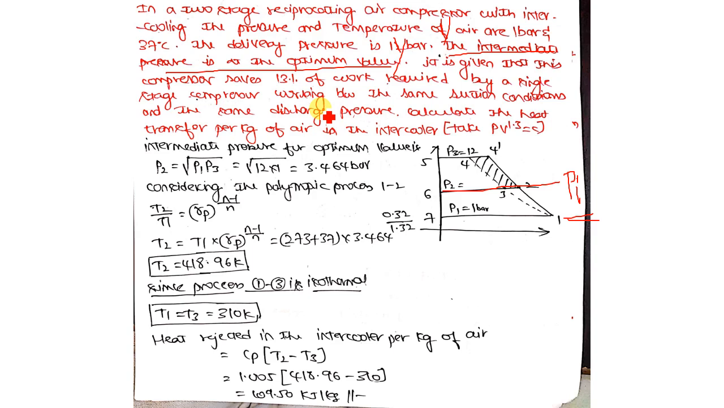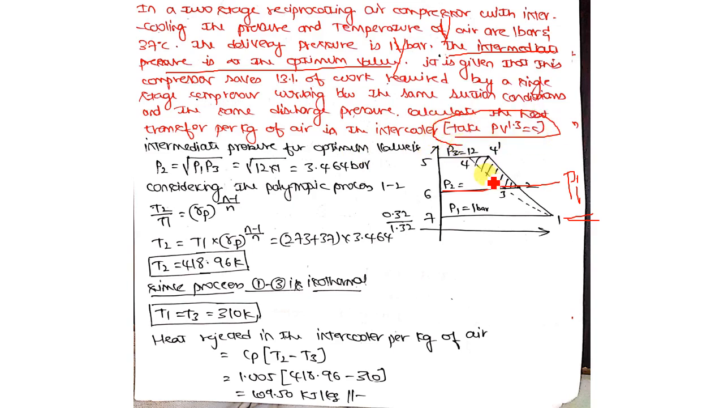Work done with a single stage compressor between the same suction conditions and the same discharge pressure. Calculate the heat transfer per kg of air in the intercooler. Take the value of the polytropic index as 1.3, as stated in the problem. So let us go with the solution.